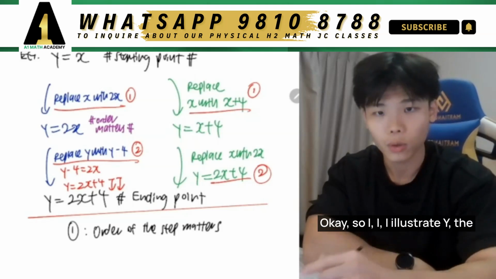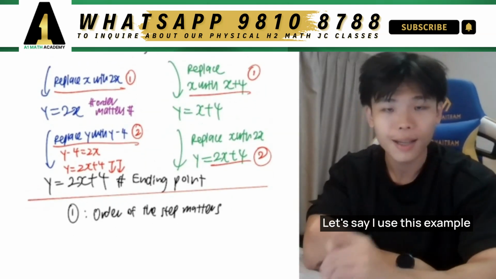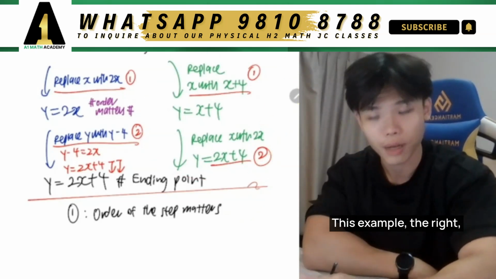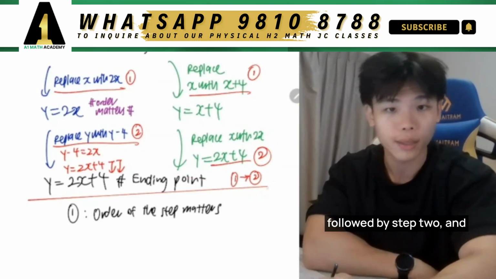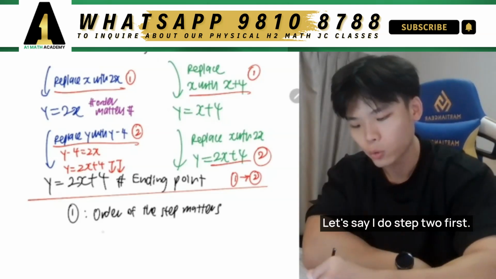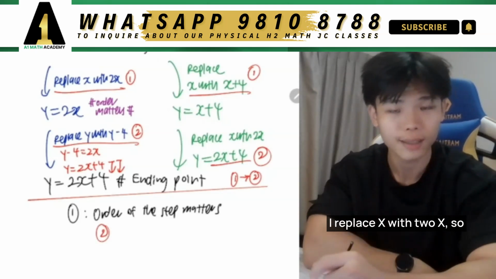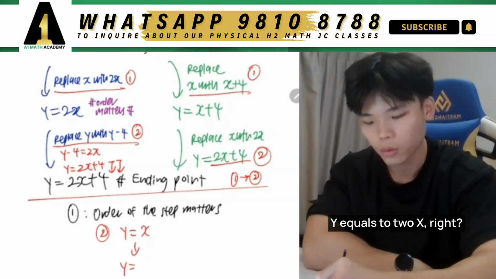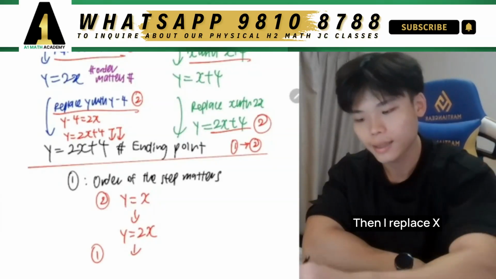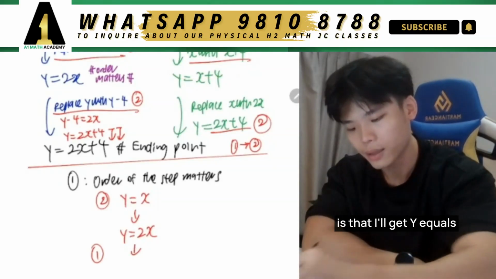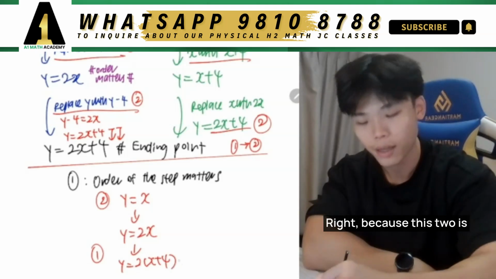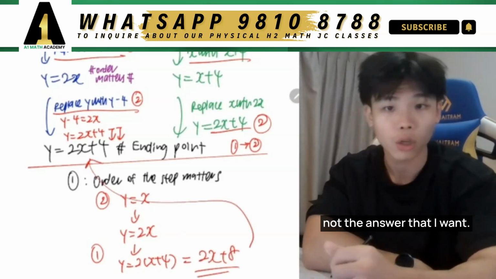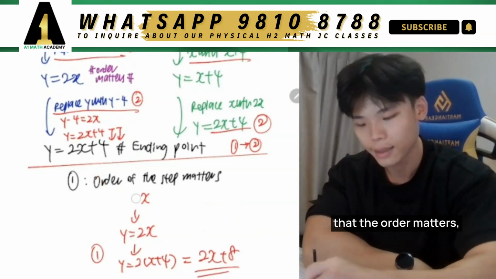Let me illustrate why the order of the steps matters, using this example on the right. Currently it is step 1 followed by step 2, and then I get my outcome. But what happens if I switch them? Let's say I do step 2 first. I replace x with 2x. So from y equals x, I replace x with 2x first, and I get y equals 2x. Then I do step 1, where I replace x with x plus 4 instead. Because the 2 is applying to the x, in the end I get 2x plus 8, which is not the answer that I want. So the first lesson is that the order matters.